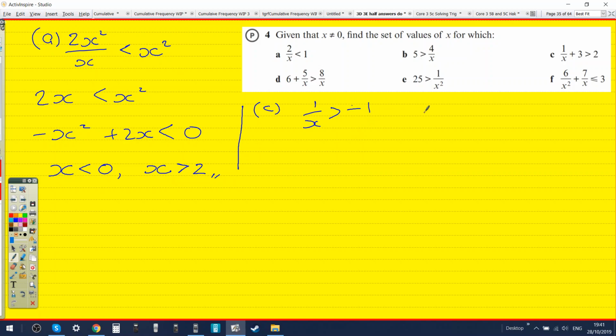How about D? Do I need to times those by x squared? I think do what you did in the previous one. Simplify it first. So to do that, 6 is greater than 8 over x minus 5 over x. So will it be 6 is greater than 3 over x? Yeah, and then it's just the same.